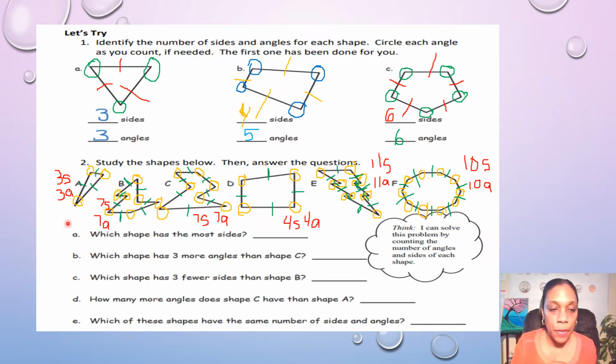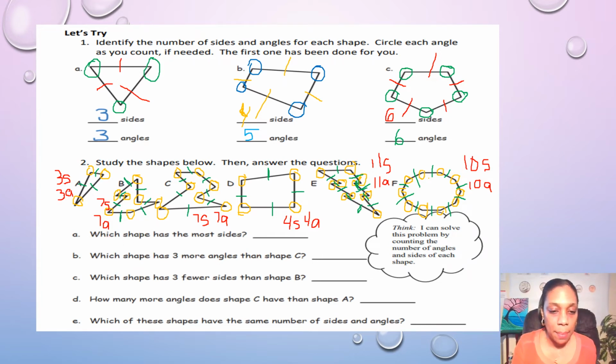So in my first shape, I found out that I have 3 sides and 3 angles. I also labeled it with numbers. So 3S means 3 sides, 3A, 3 angles. I did the same thing for B. I found out I had 7 sides and 7 angles. In C, I found out I had 7 sides and 7 angles. In D, I found out I had 4 sides and 4 angles. E, I found out I had 11 sides and 11 angles. And in F, I had 10 sides and 10 angles. Now I can answer the questions here below.